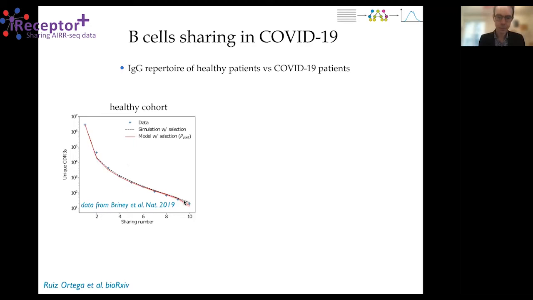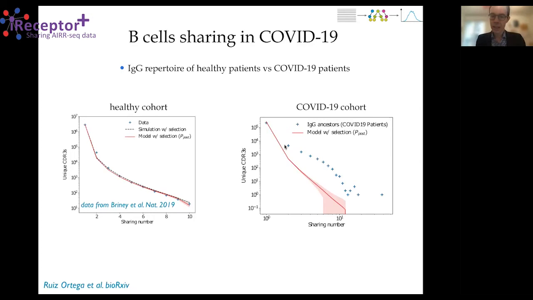But now things get interesting. If instead of taking a cohort of healthy individuals, you take a cohort of people who all have the same condition, and in this particular example, we took data from various papers that appeared in the last couple of years of IgG repertoires of patients who had COVID at the time, so they tested positive for SARS-CoV-2, in that case you get a very different picture. You still get the spectrum of sharing, but now you can see that the model is actually very bad and completely underestimates the amount of sharing.